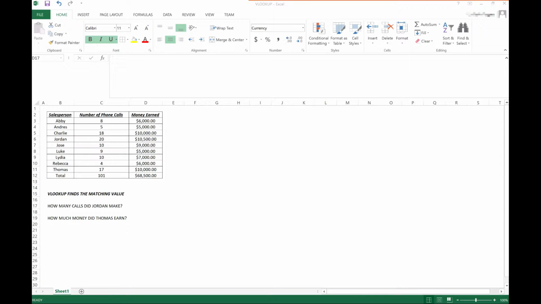To find these answers, we have to look at our table, which shows in column B the salesperson, the number of phone calls they made, and the money earned. So using our Vlookup formula, we're going to find how many calls Jordan made.